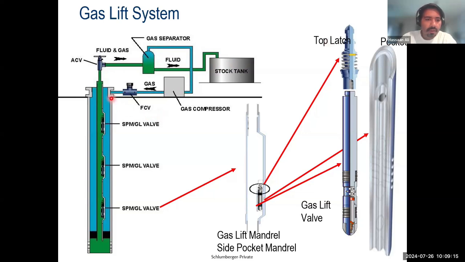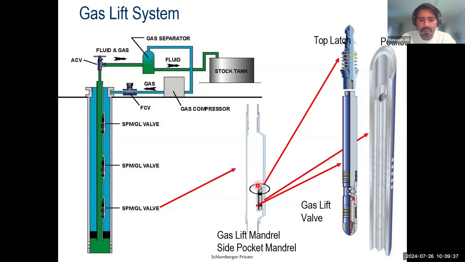Now, on the downhole side, we have two major components of the gas lift system. It's a very simplistic system. That is the beauty of it. And the two major components of that gas lift system are what we call an SPM, side pocket mandrel, or gas lift mandrel, and a GL valve, or a gas lift valve.